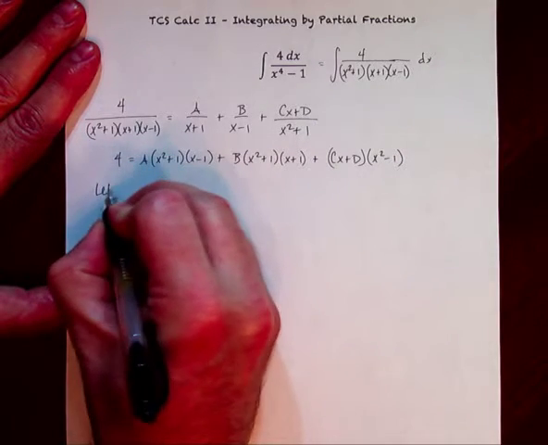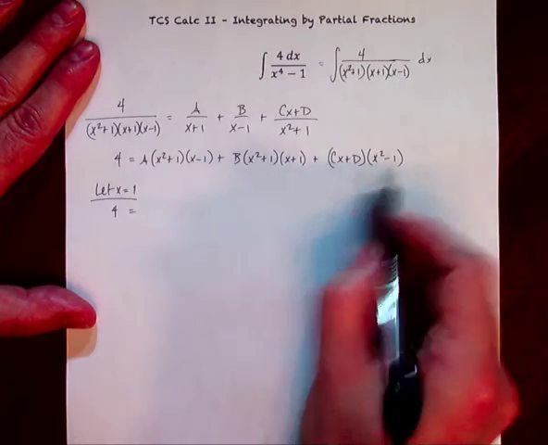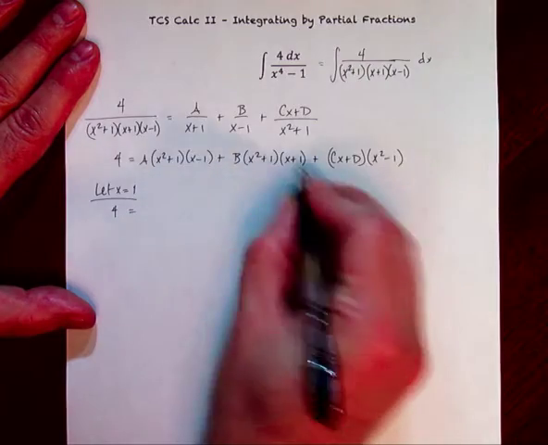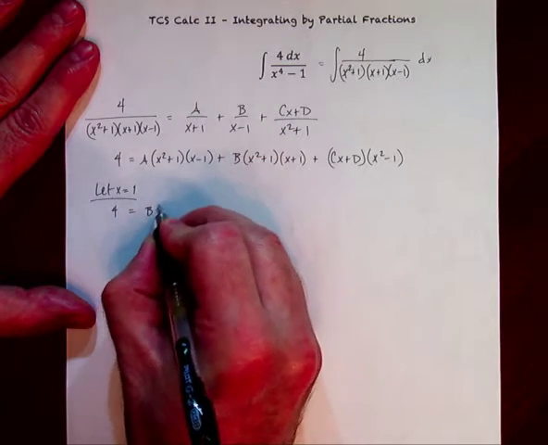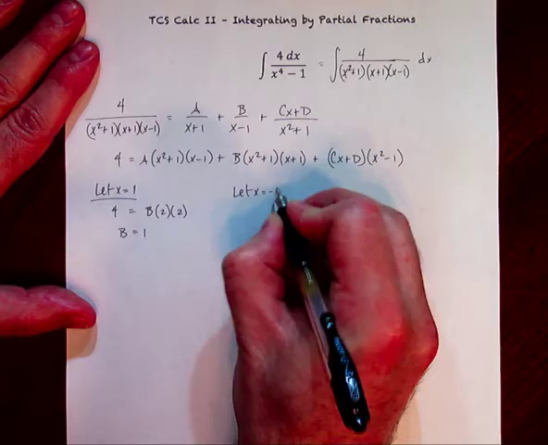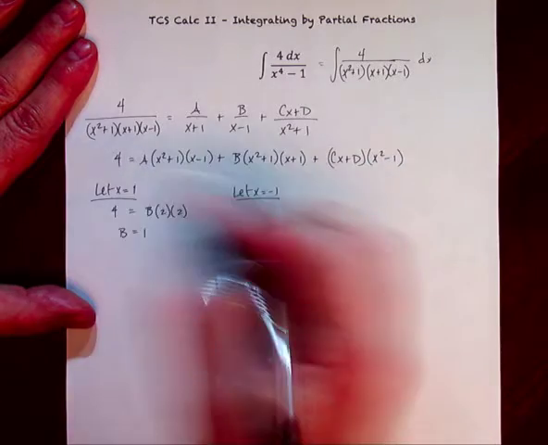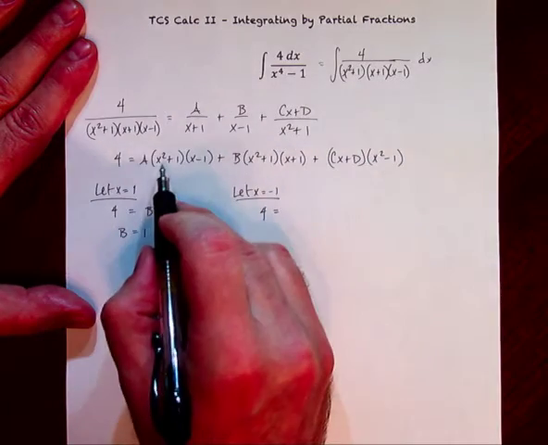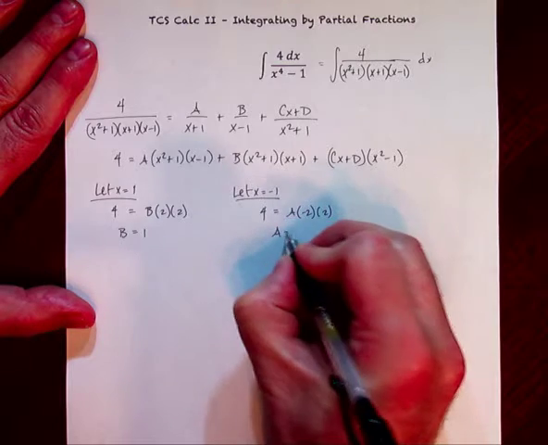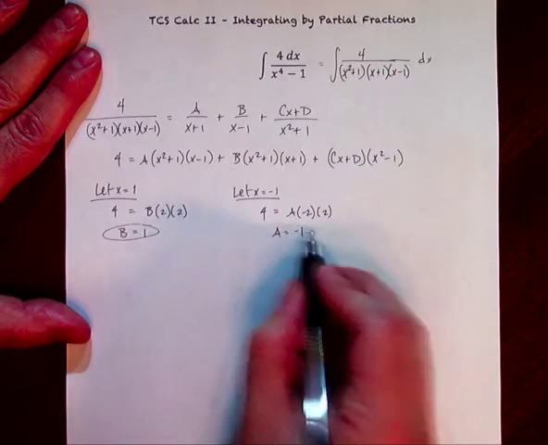So let's let x equal 1. When x is equal to 1, the a term and the cx plus d term go to 0 because they both have a factor of x minus 1. The only thing left is our b term, and I get b times 2 times 2, so b is equal to 1. Let's also let x equal -1 to take advantage of our x plus 1 factor. Now, x plus 1 is in the b term and the cx plus d term, so those disappear, and we get a, because it does not disappear, and a is equal to -1.